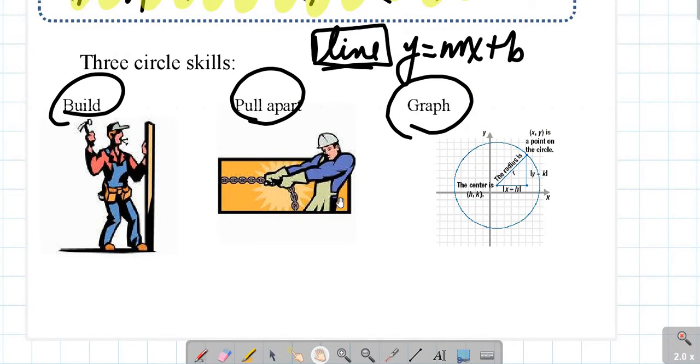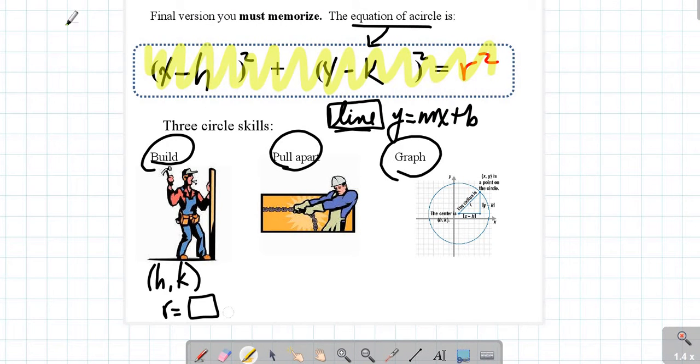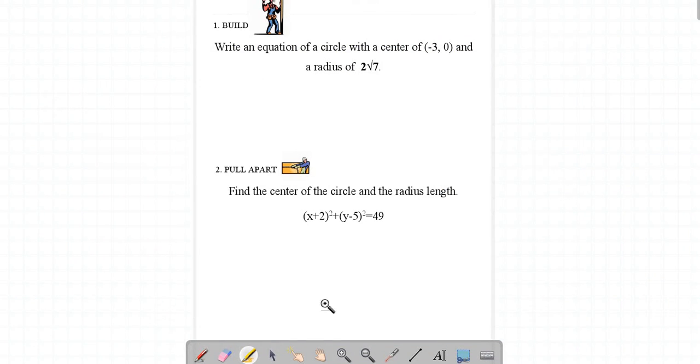Okay, to build an equation of a circle, there's only 2 things you need. You need a center, and you need a radius. There's only 2 things you need for an equation of a circle. You need a center and a radius. Only 2 things. You need a center, an HK, and a radius. Keep that in mind.